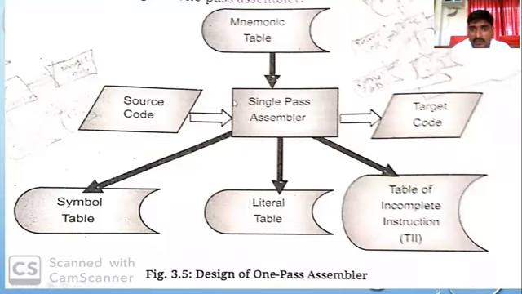We have only one pass of the assembler, the translator. We use the mnemonic table, which contains the values of the mnemonics, that is the symbols, and the corresponding operation codes, which are stored in the mnemonic table. This table is used by the single pass assembler.